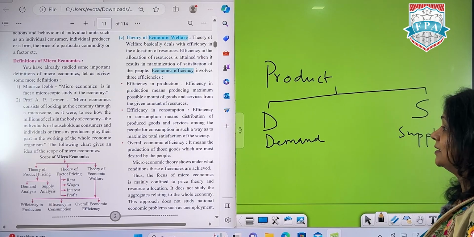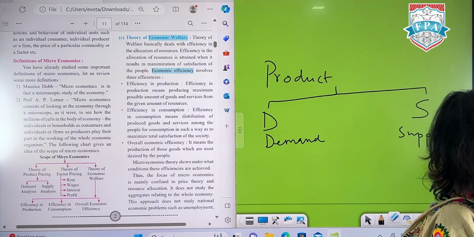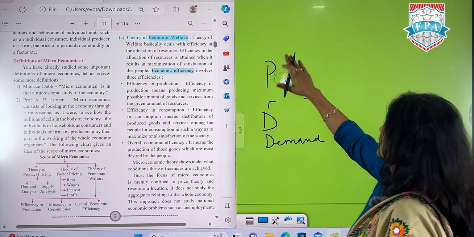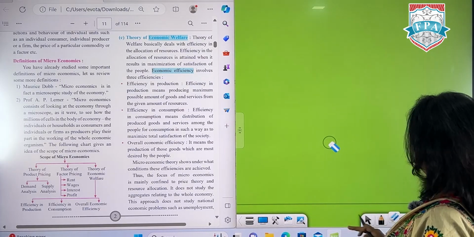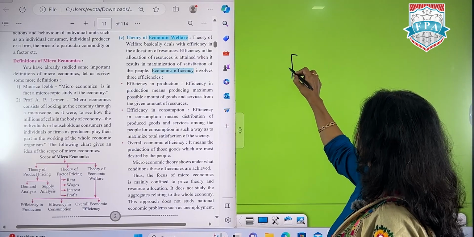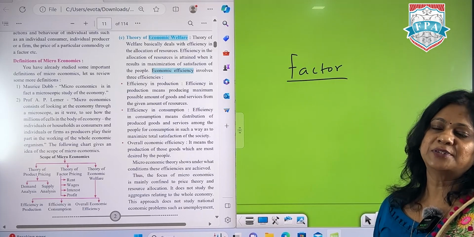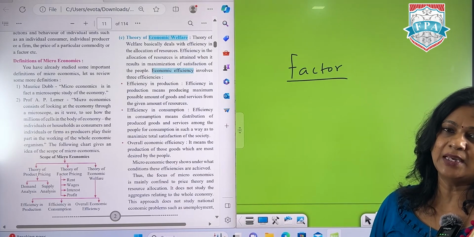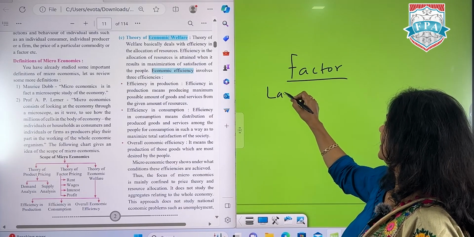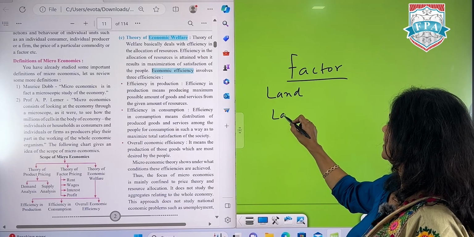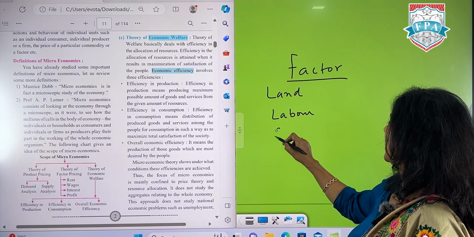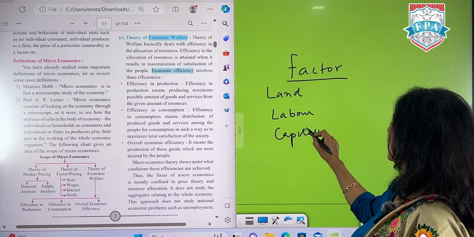Coming up to the next thing, theory of factor pricing. So now we are at the F. Now we are talking about the F, that is factor pricing. From grade 10 you have all been reading about factors of production. What are the factors of production? Land, labor, capital, entrepreneur.